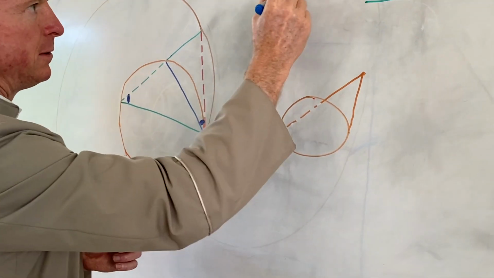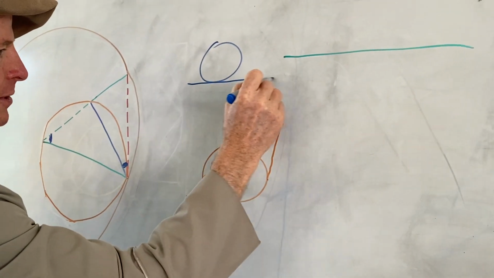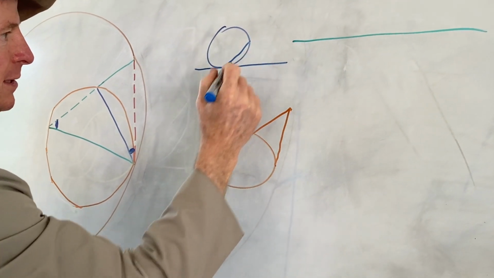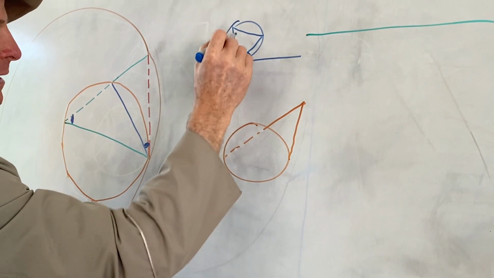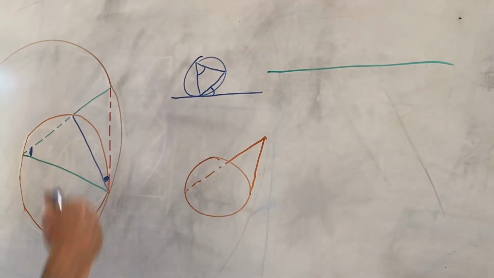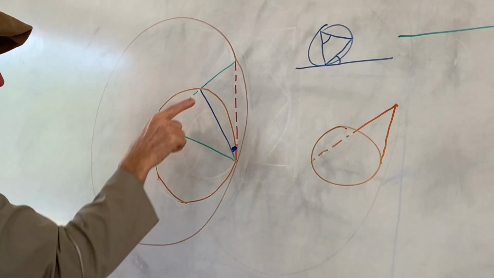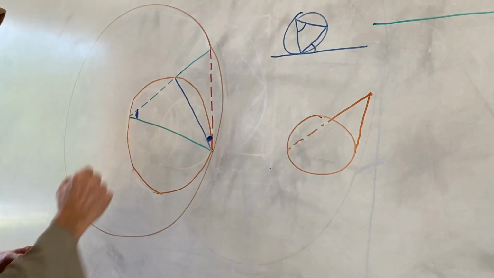If there be a circle and a tangent to it, and a line be drawn across cutting it, it makes an angle with the tangent equal to the angle in the alternate segment. So this is the angle in the alternate segment, so therefore this is equal to this.